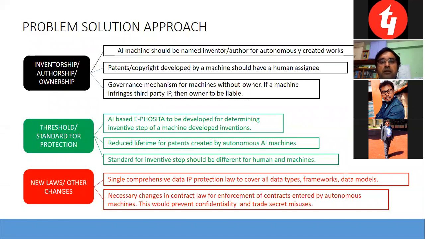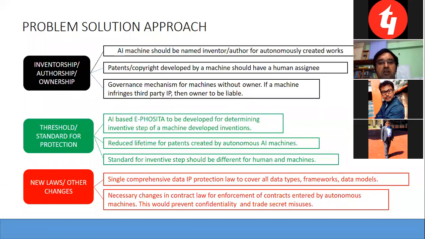Okay. Whenever a patent or a copyright, any form of IP, is developed by a machine, it should have a human assignee. Humans should be the owner of whatever the machine creates, because at the end of the day, machines are for us. We are not for the machines. It's not like they're another creature or another animal in this world. We have created machines for ourselves, for our better life. So there should always be a master-slave relationship. We should always be the owner of whatever the machine creates. Otherwise, in the long term, we may end up in a Matrix or a Terminator scenario.